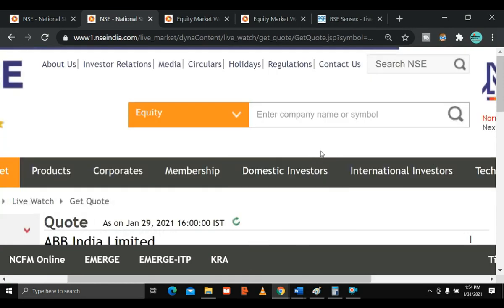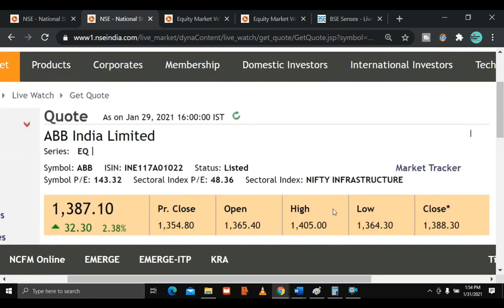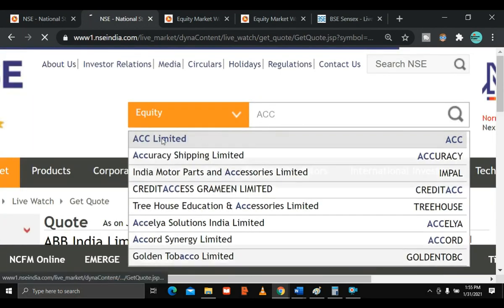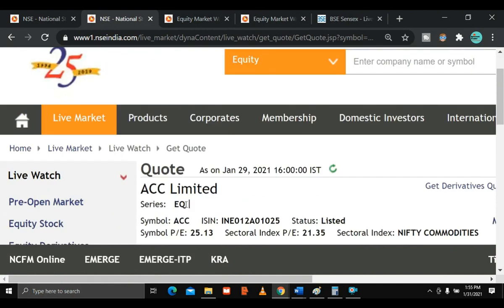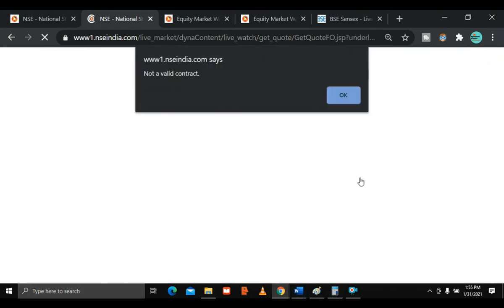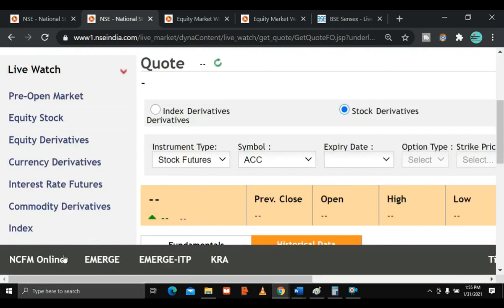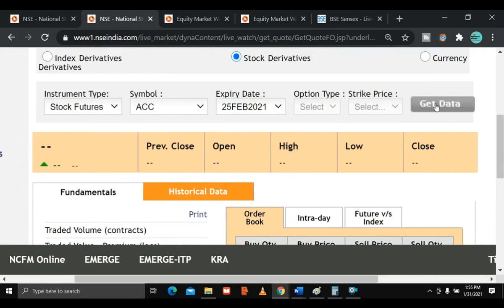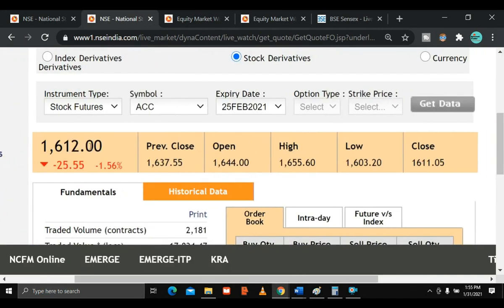Okay, and the second thing. When it comes to contracts, please always trade in the current month contract. For example, if I take this ACC here and go to the derivative market, the current month contract is not updated yet. Monday it will update. So for example, if I update this, as you can see, if you trade in the current month contract, look at this.